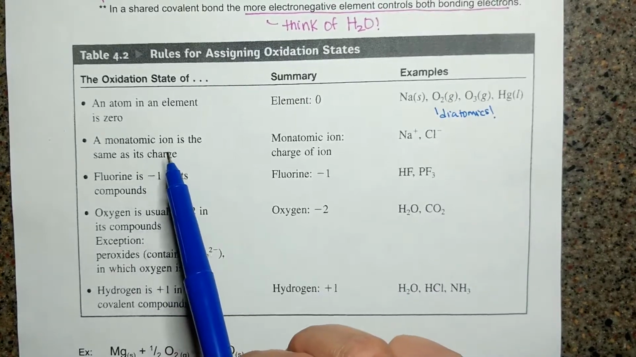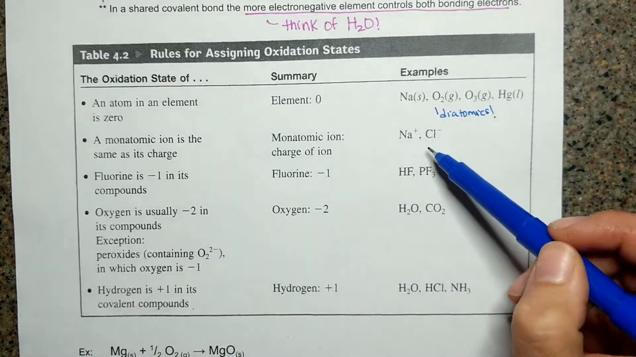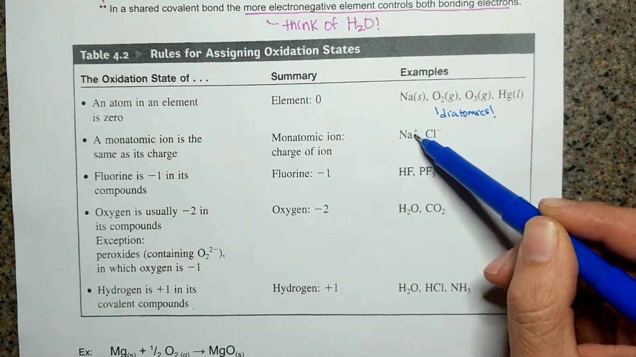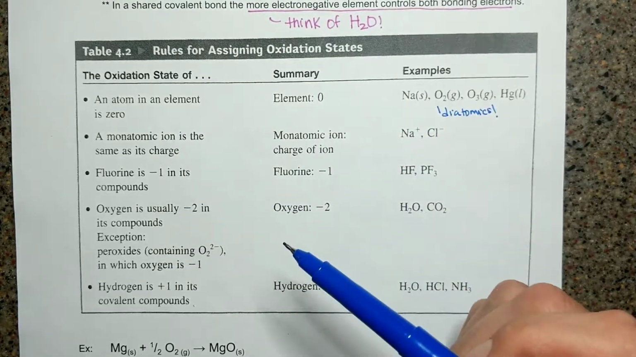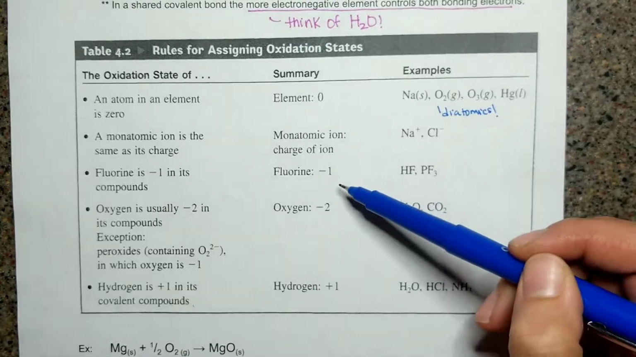Then a monatomic ion is the same as its charge. So it'd be the charge of the ion. If we see sodium +1, chloride -1, they're going to automatically have those charges. Fluorine is one that's always going to go a certain way. Fluorine is -1 in all of its compounds.